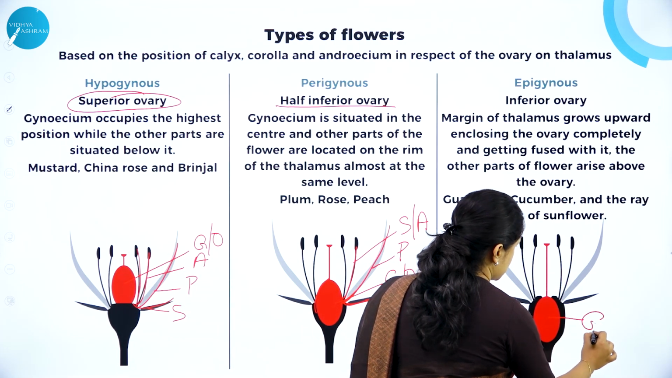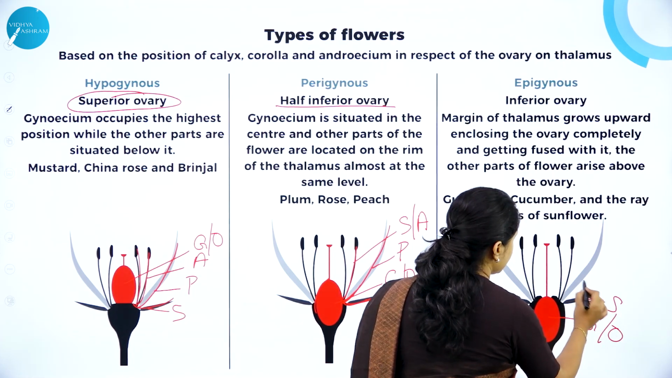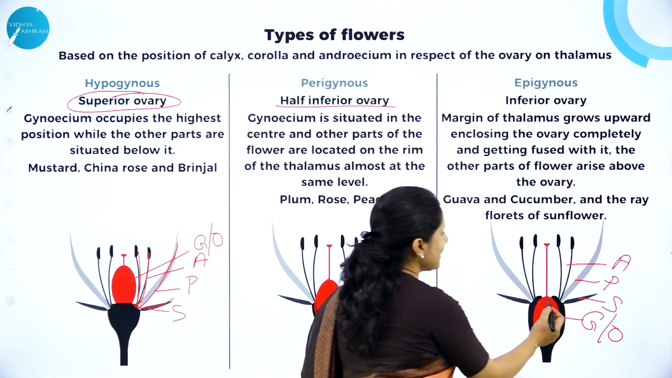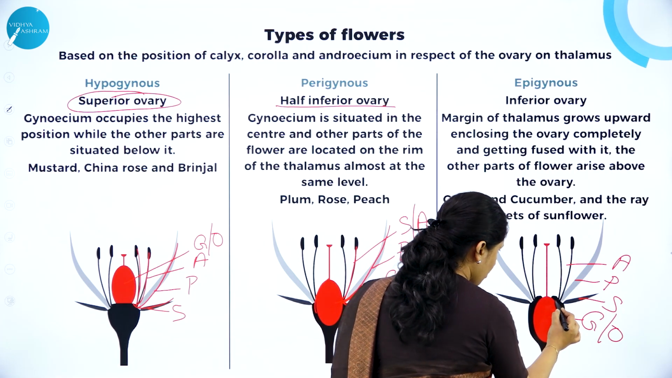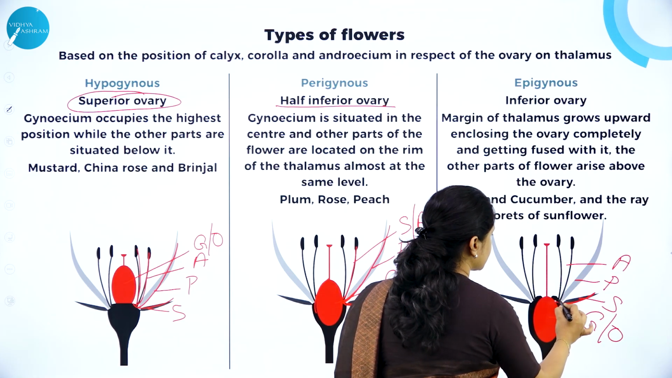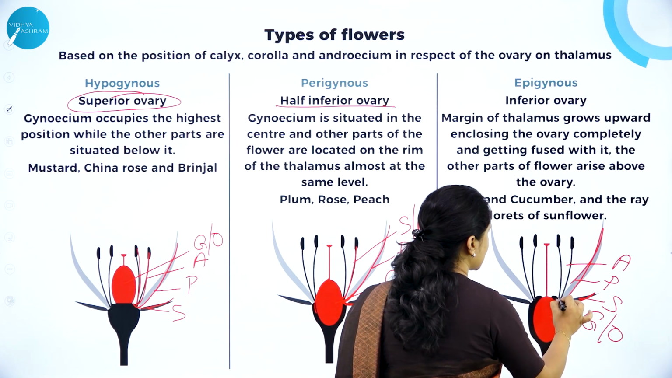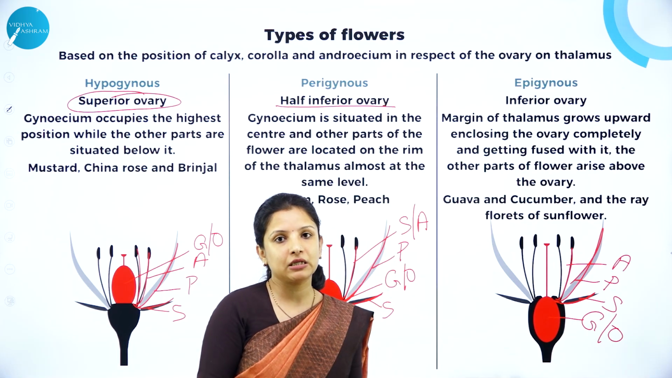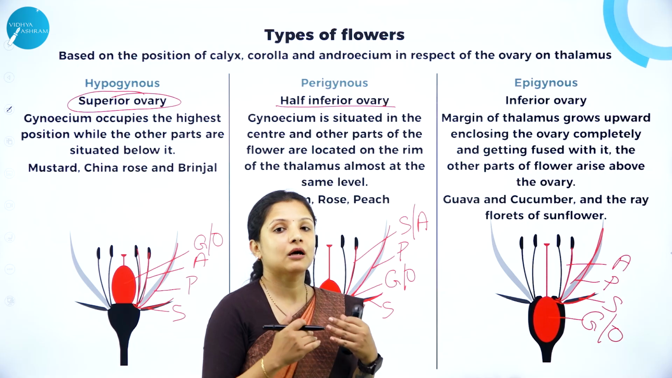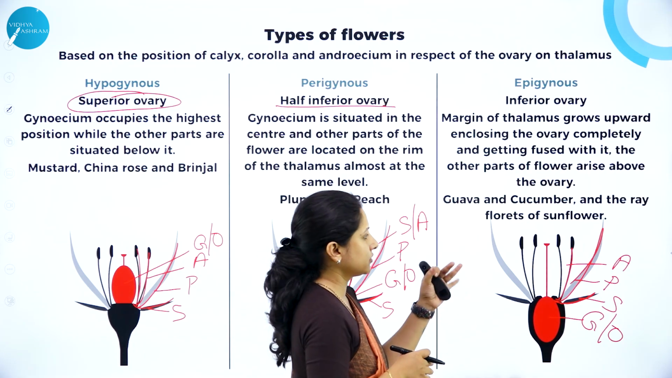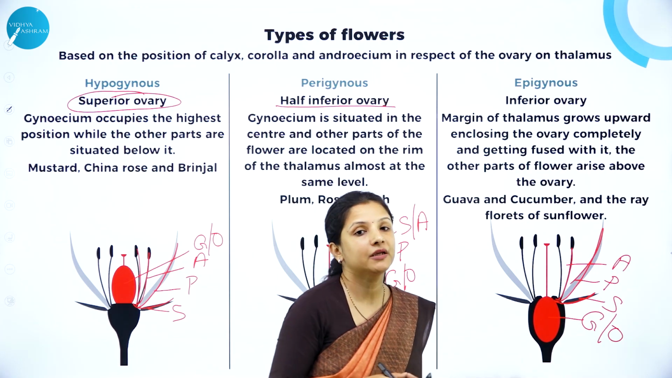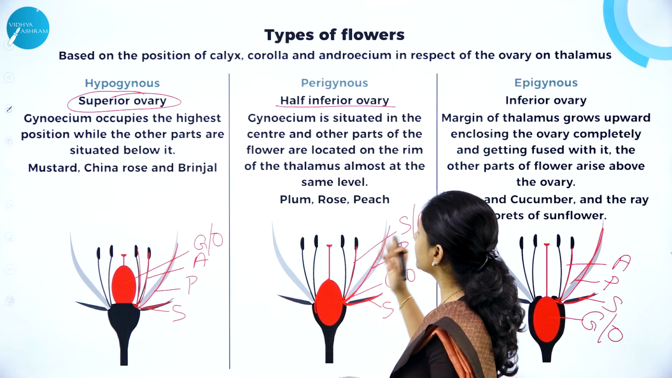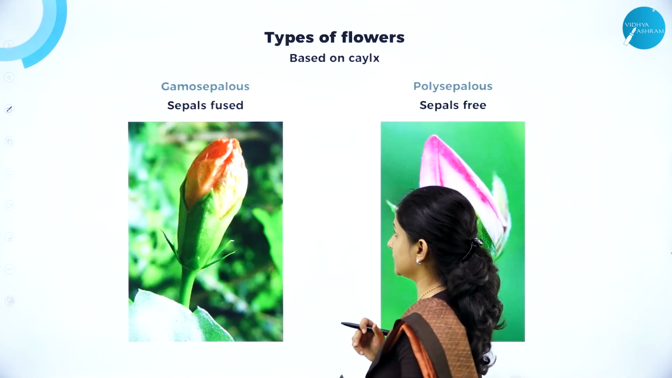This is the gynoecium or the ovary. Then comes the sepals, the petals and the androecium. Now, it is completely covered. From the top of the ovary, we have the sepals arising. From the top of the ovary, we have the petals arising. And from the top of the ovary, we have the anthers arising, which will completely bury the ovary. So, therefore, it will completely cover the ovary or the gynoecium. Such a condition is called an epigynous flower and the ovary is inferior here. So, this is about hypogynous, perigynous and epigynous.